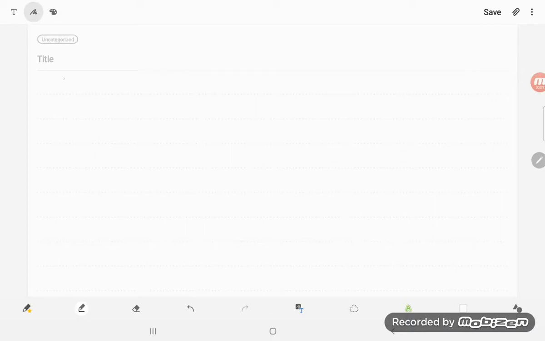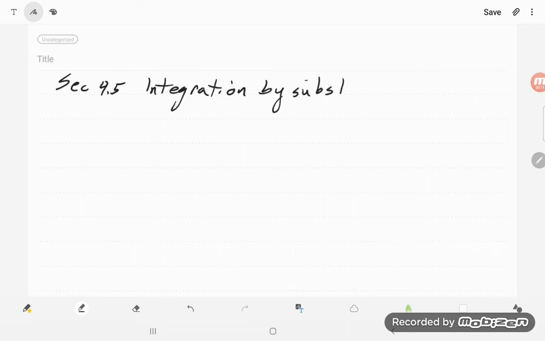Okie dokie. So section 4.5, integration by substitution. So the idea here is to recognize the chain rule and to use a reasonably formal method to undo it if we can't undo it ourselves.